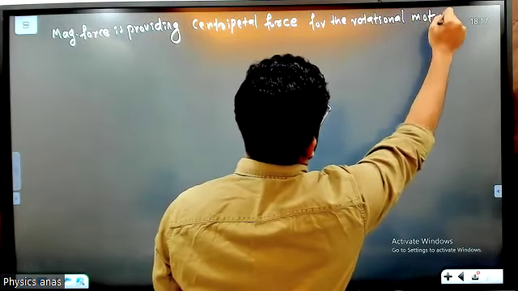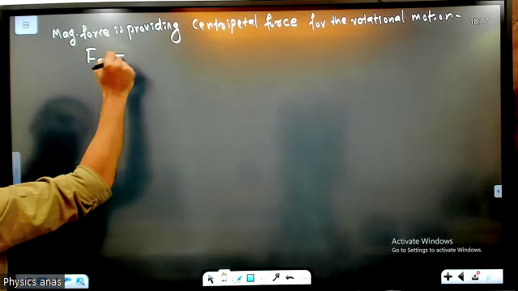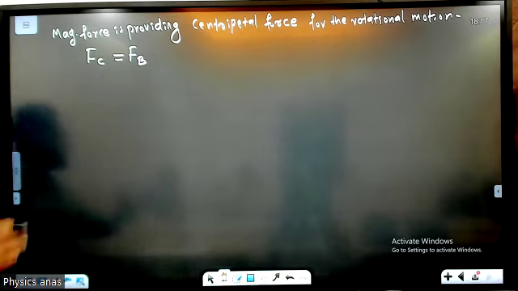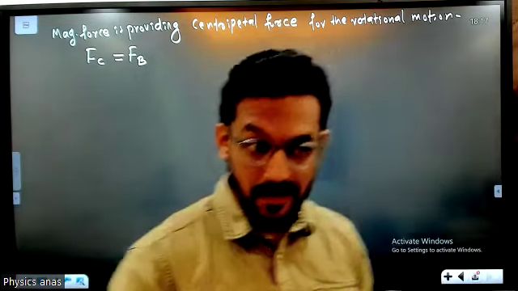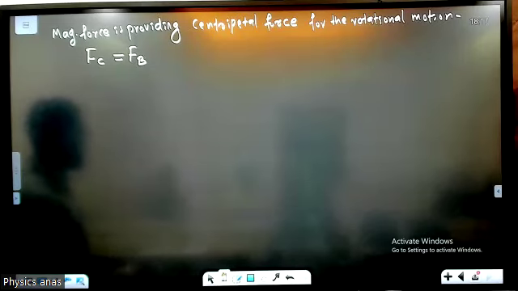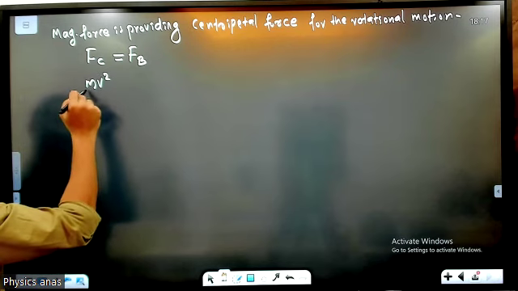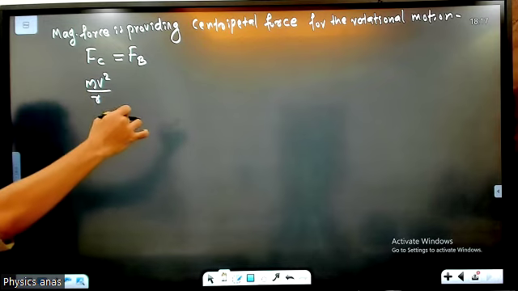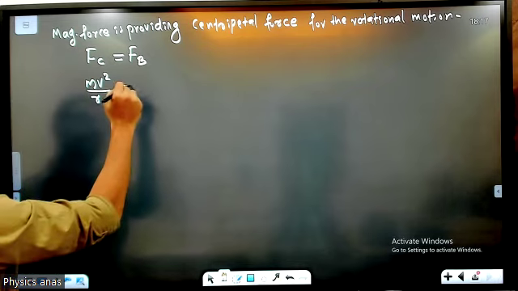And what is the equation for centripetal force? The letter for centripetal force is Fc. Do you remember the equation? mv square by r. That is the equation for centripetal force. m is the mass, v is the velocity of the particle, r is the radius of the circular path, and it is equal to Fb.